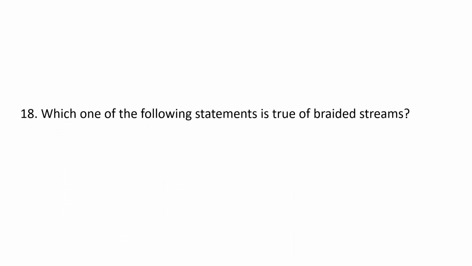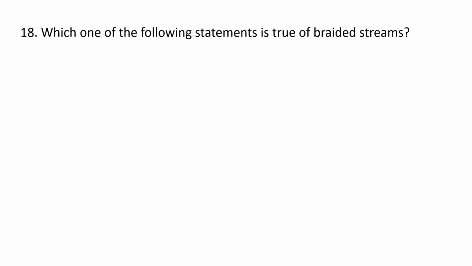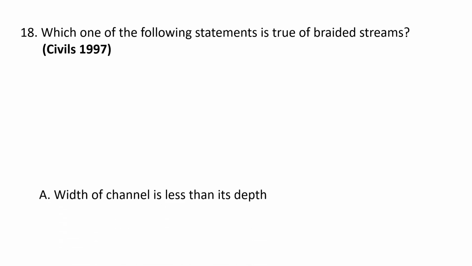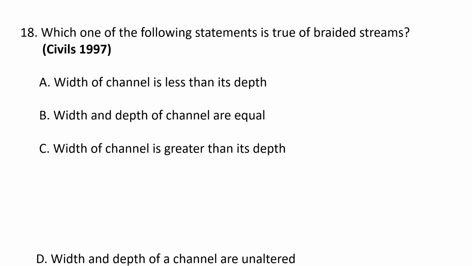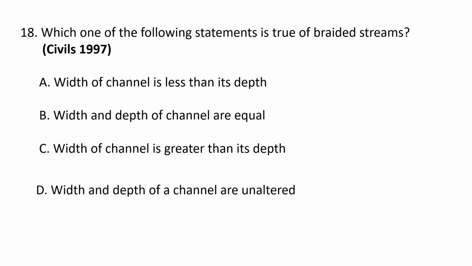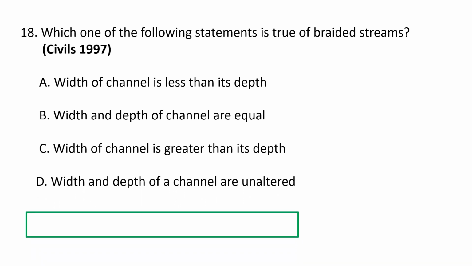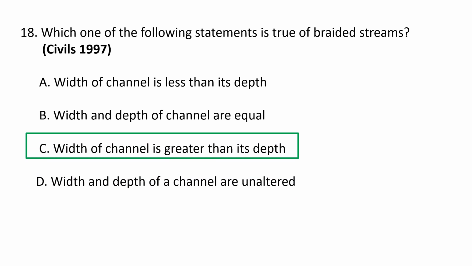Next question. Which one of the following statements is true of braided streams? A. Width of channel is less than its depth, and B. Width and depth of channels are equal, and C. Width of the channel is greater than its depth, and D. Width and depth of a channel are unaltered. In the case of the braided streams, the width of the channel is very great when compared to its depth.